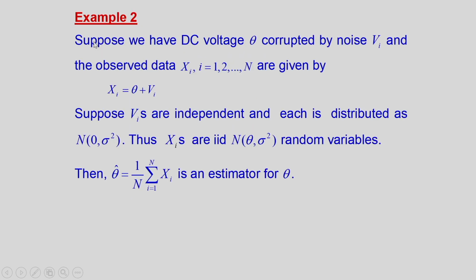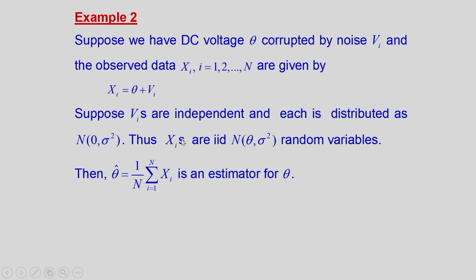Example 2, this is a practical example. Suppose we have a DC voltage theta corrupted by noise Vi, and the observed data xi, i equal to 1, 2 up to n, are given by xi equals theta plus Vi. Now, we assume that the Vi's are independent and each is distributed as normal 0, sigma square. It is 0 mean, and sigma square is the variance.